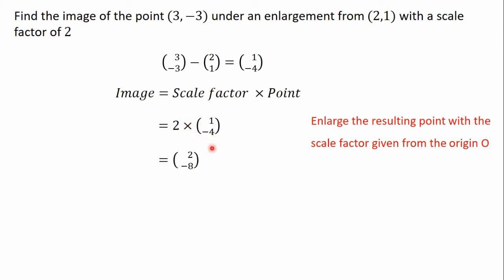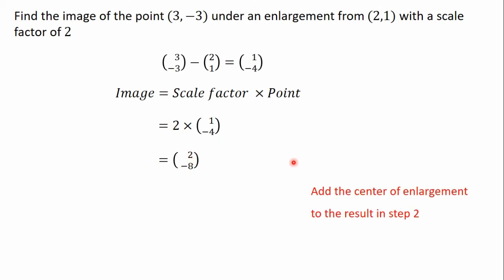2 times minus 4 will give us minus 8. So after enlarging the resulting point, which is 1, minus 4, from the origin using the scale factor of 2, we are getting 2, minus 8.